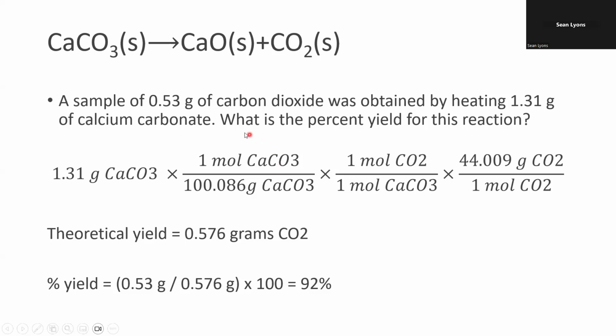But if the scientist who's conducting this reaction only obtained 0.53 grams, we can determine the percent yield by comparing those. So what you got versus what you could have got, and then times 100 just to make it a percentage. So according to the 0.53 grams here, that would indicate a percent yield of 92%.